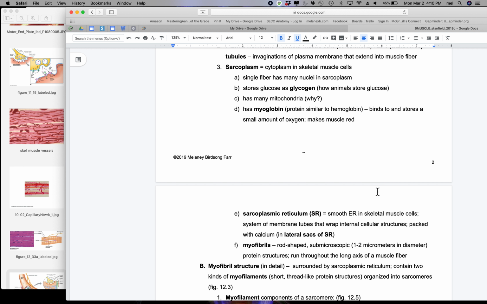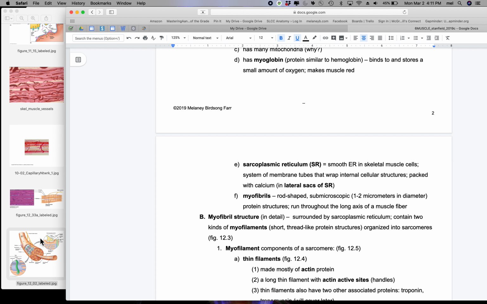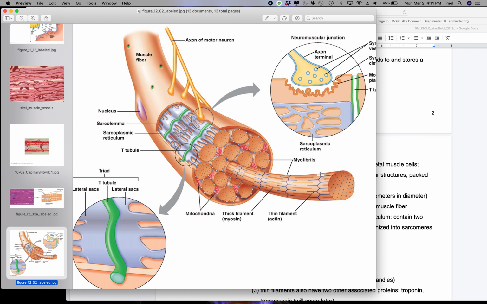Okay, so the myofibrils are rod-shaped and they're submicroscopic. They're 1 to 2 micrometers in diameter, and they run throughout the long axis of the fibers. So what I want to do now is break down this myofibril so that you can see how it is related to contraction. You've done this before in anatomy, but I just want to make sure you know what we're talking about here.